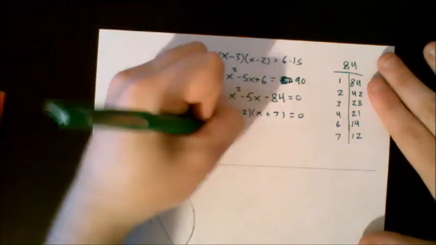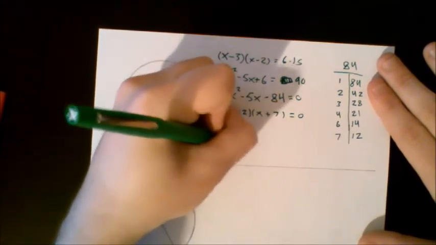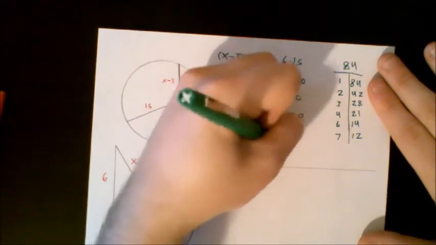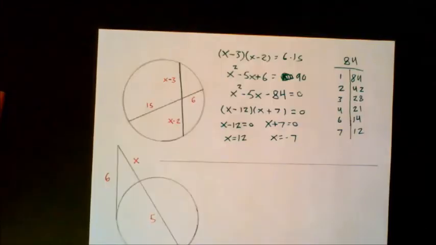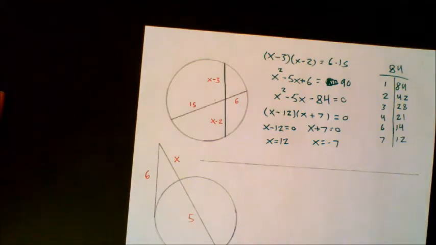All right, so set those both equal to 0. We have x minus 12 equals 0. Therefore, x equals 12. We have x plus 7 equals 0. Therefore, x equals negative 7. All right, so keep in mind, it's okay to have a negative x value, but sometimes it doesn't work and we just have to plug it back in.